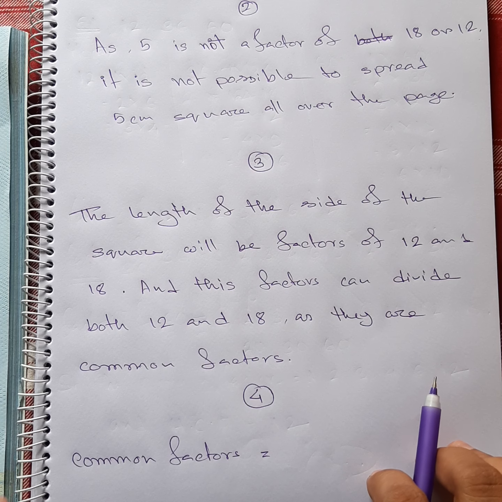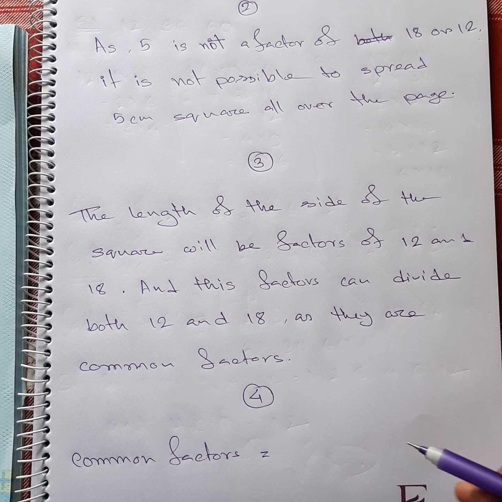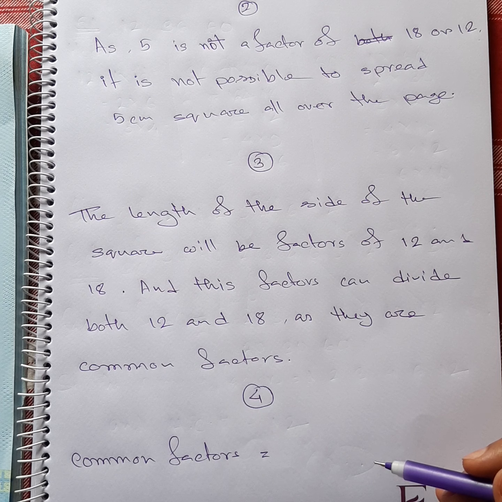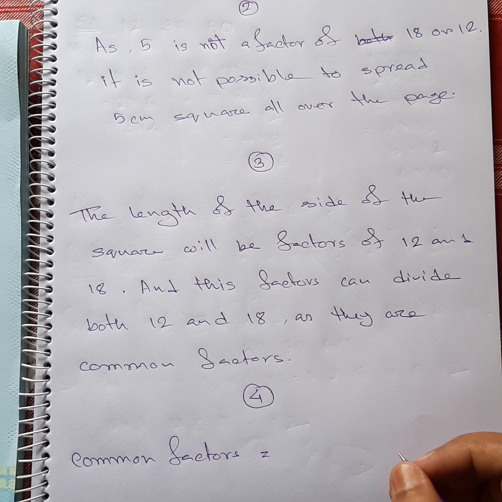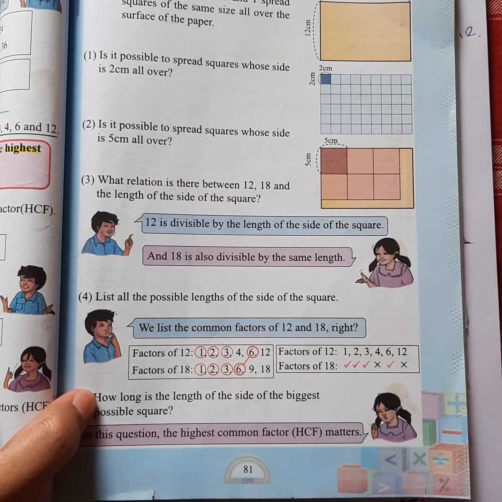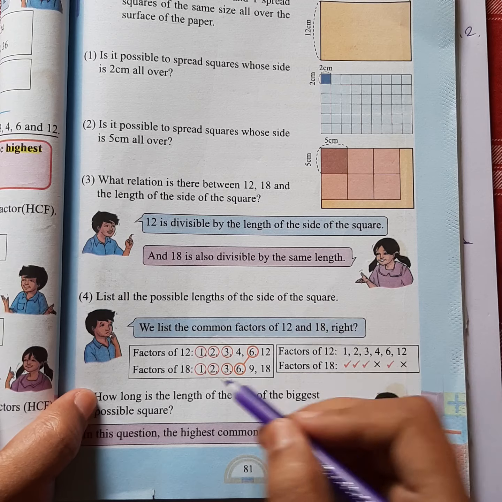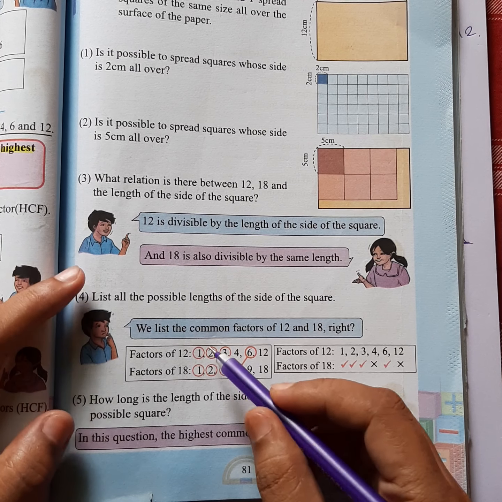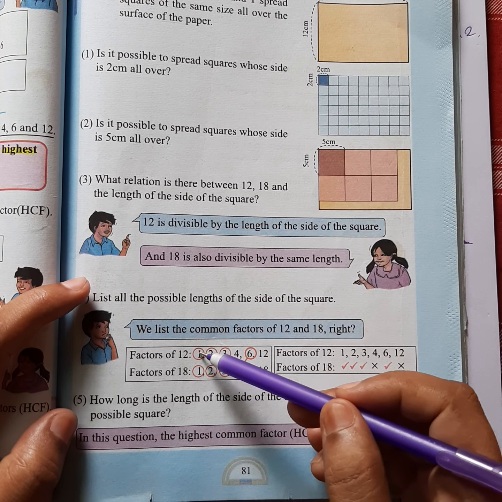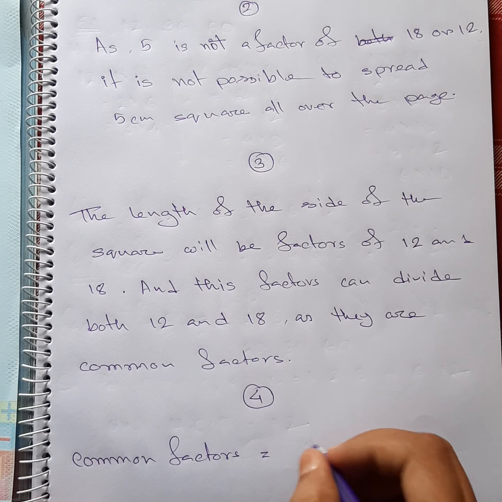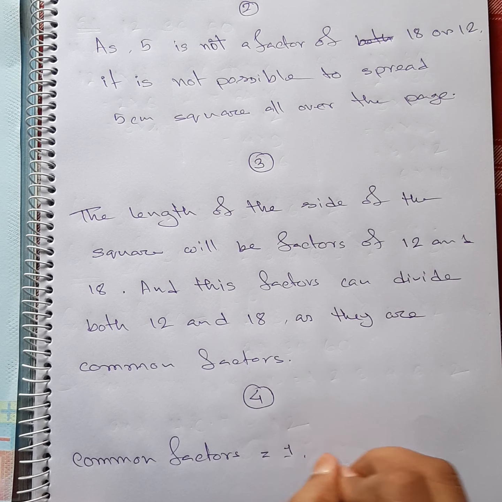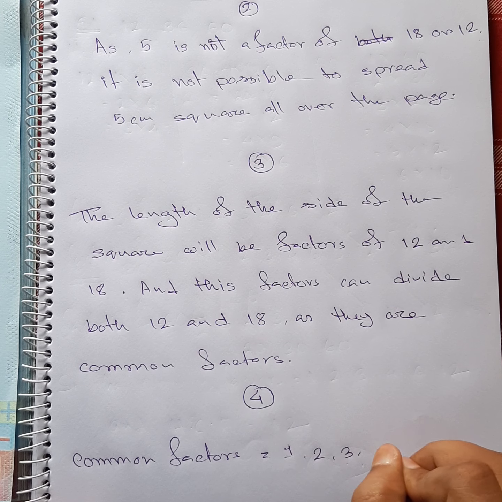And 4 number, list all the possible lengths of the side of the square. From the previous page we can see that they didn't give you the rough, but it is helpful here. You can see the common factors are what? 1, 2, 3 and 6. So let's write it. 1, 2, 3 and 6. So these are the common factors.